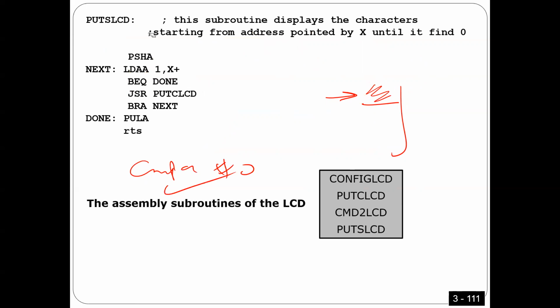Okay. So number 1, guys, I'm going to read a location pointed by X, increment X. Also, I'm going to compare this one to 0. If it is 0, just leave. I'm done. If it is not, I'm going to call put character LCD to display this character, and then I'm going to repeat again. I'm going to keep repeating this part, guys. Every time I'm going to read one character, and then call put character LCD until I find 0. Once I find 0, I'm going to leave. Okay. Any questions?